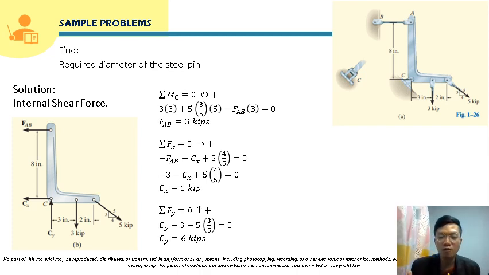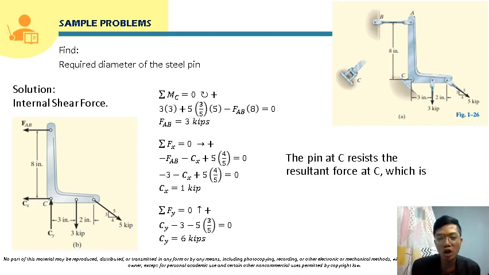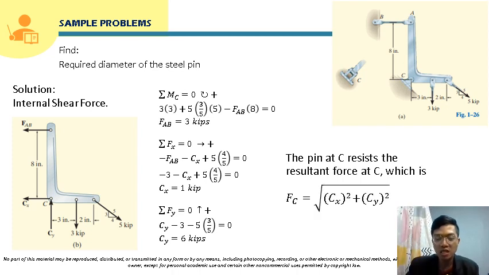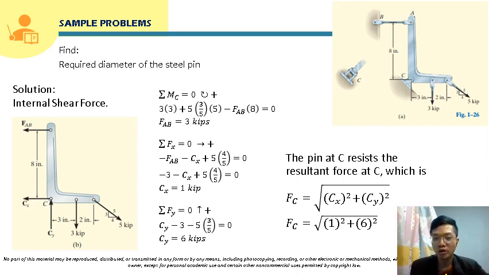We already solved for the components of the reactions at pin C. So we are going to solve the resultant of that reaction. This will be equal to the square root of Cx squared plus Cy squared. We already have the value of Cx and Cy. So the resultant reaction at point C will be the square root of 1 squared plus 6 squared. That will be 6.0828 kips. We are going to use this reaction to solve for the internal shear force.